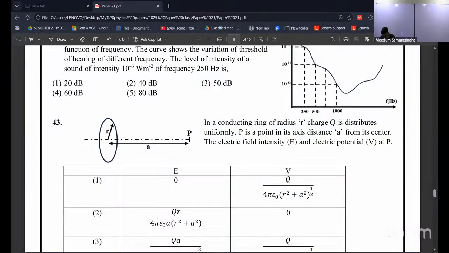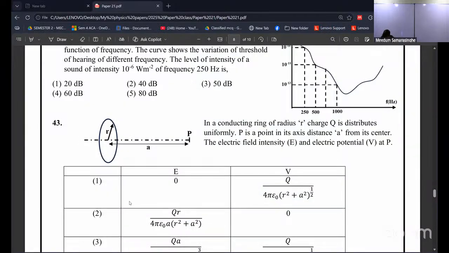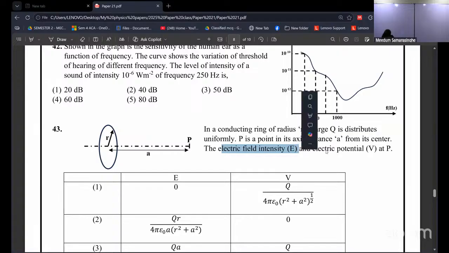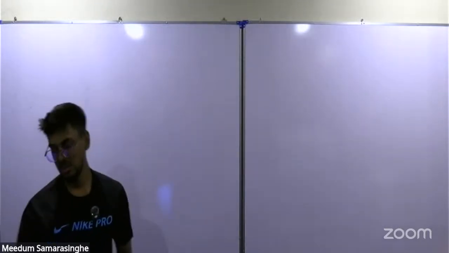See, question 43. In a conducting ring of radius R, charge Q is distributed uniformly. P is a point on its axis at a distance A from its center. The electric field intensity is a vector. So you need to find the electric field intensity at point P and the electric potential at point P. Radius is R, distance is A. This is a good question.